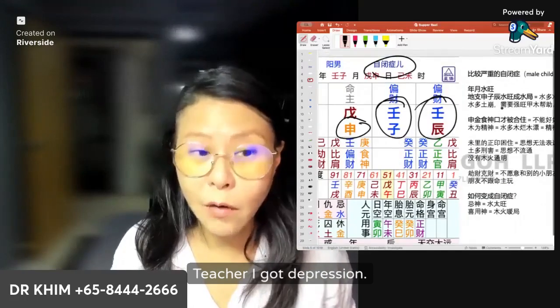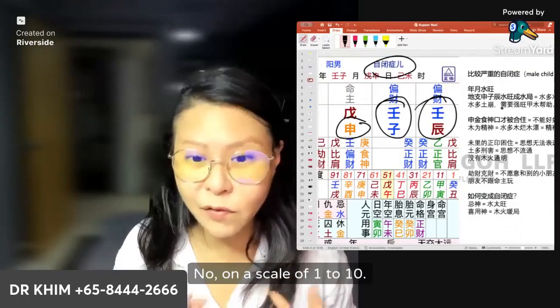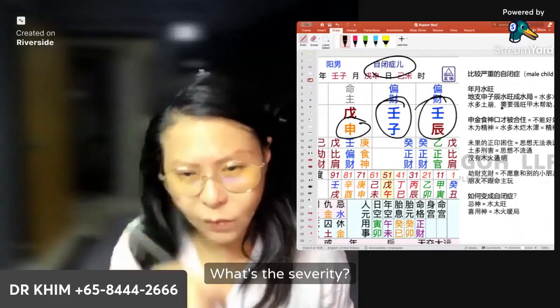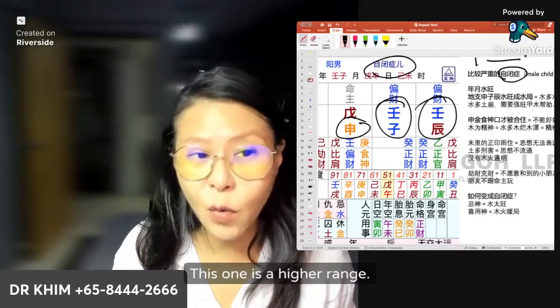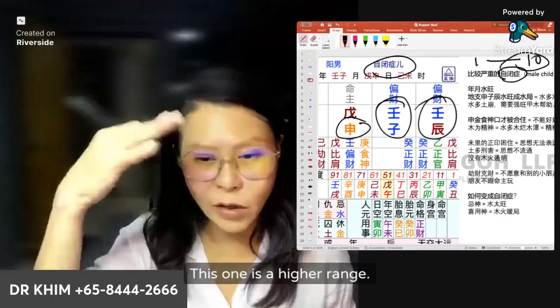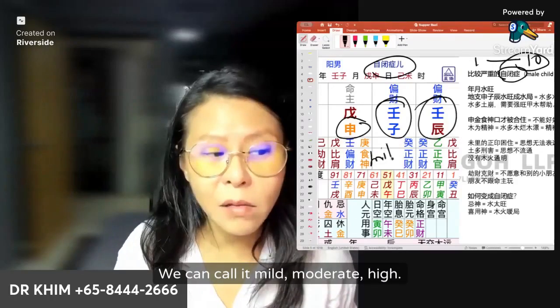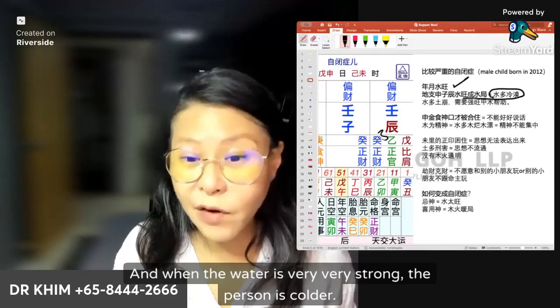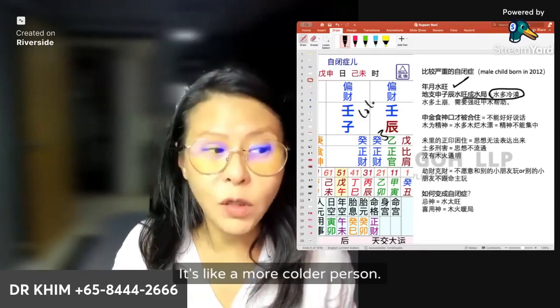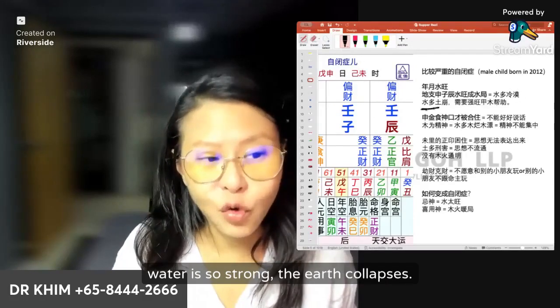Wood represents mental health. Teacher, I got depression. Depression means you die? No. On a scale of 1 to 10, what is the severity? Even autism also has a scale of 1 to 10. This one is a higher range. We can call it mild, moderate, high. And when the water is very strong, the person is colder, a more colder person. Water so strong, right? The earth collapses.